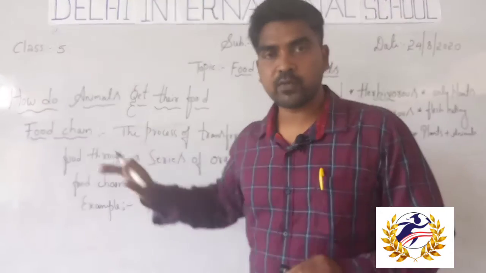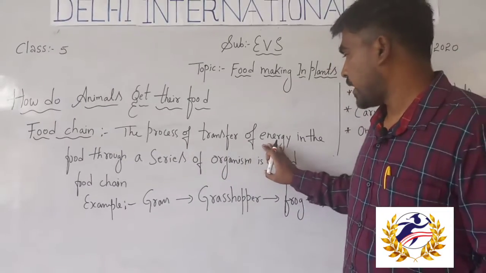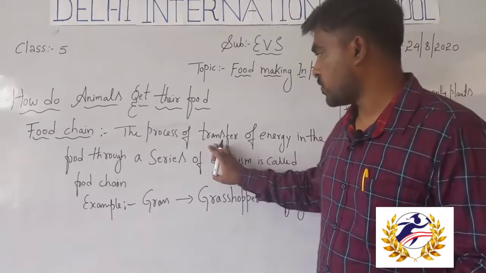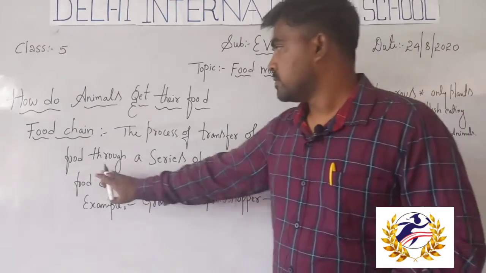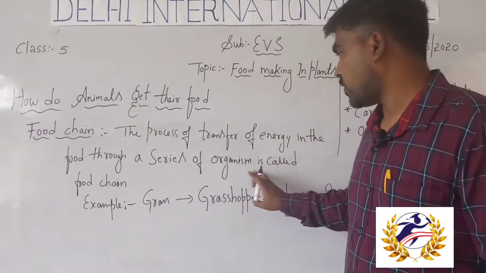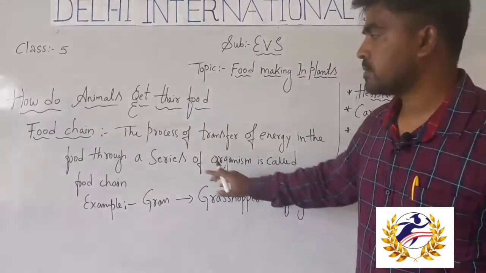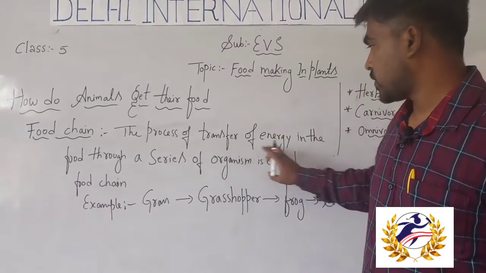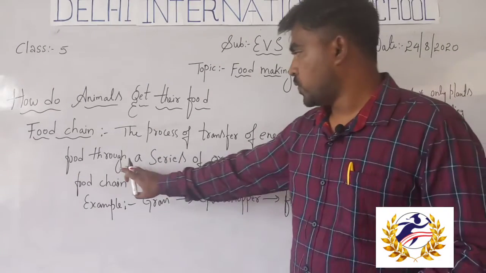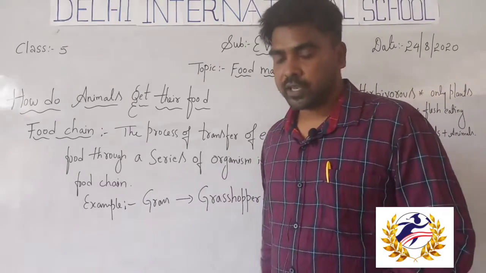So what is the meaning of food chain? The process of transfer of energy in the food through a series of organisms is called food chain. Please go through once again. The process of transfer of energy in the food through a series of organisms is called food chain.